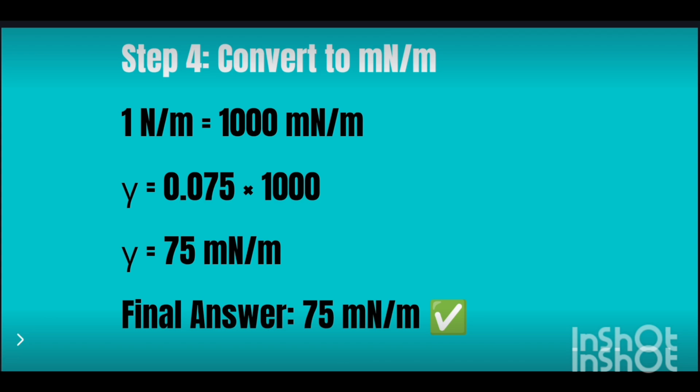Step 4. We will convert to milli Newton per meter. 1 Newton per meter is equal to 1000 milli Newton per meter. So gamma is equal to 0.075 multiplied by 1000. So gamma is equal to 75 milli Newton per meter. So the final answer will be 75 milli Newton per meter. So option 4 is the correct one.